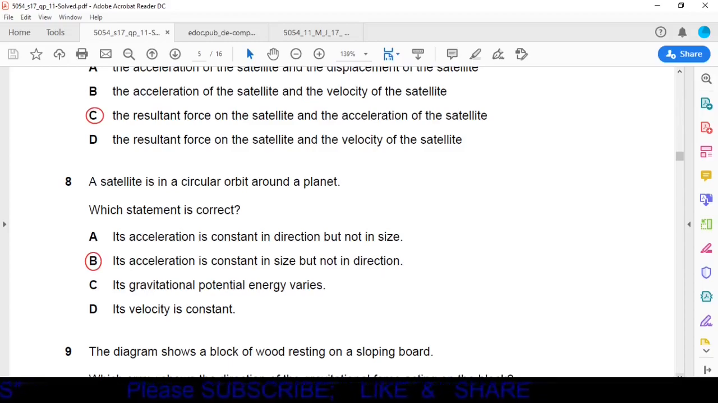When an object is moving in a circular path, the magnitude of the velocity remains constant, but its direction is continuously changing. So we can say option B is the correct one. Its acceleration is constant in size. In size means its magnitude is constant, but not in direction. Direction is continuously changing. So option B is the correct one.